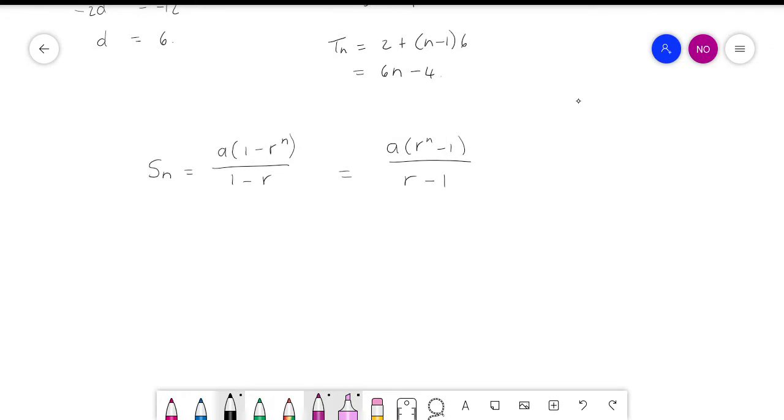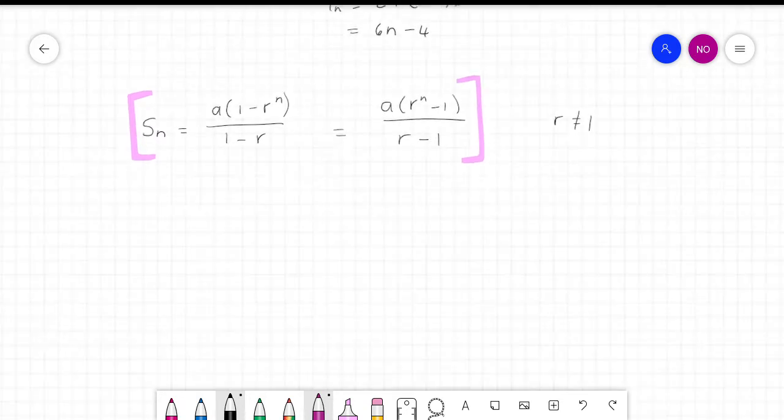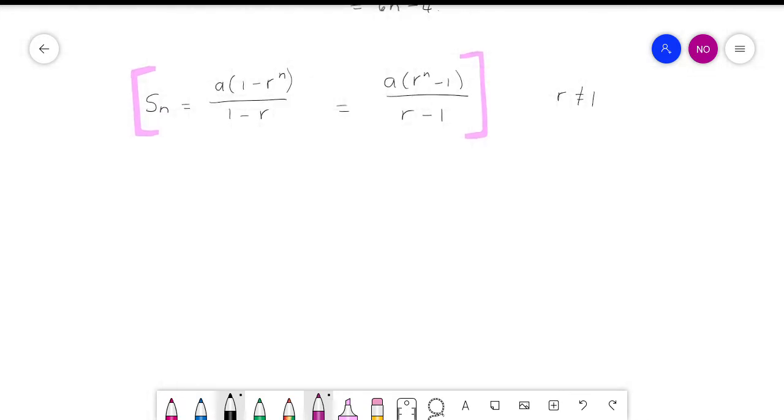So hierdie is die formule wat ons wil bewys. Sien julle hy het twee verskillende variasies. You don't need to be able to prove both of them, don't worry about it. But it is important that you know that R cannot be equal to 1. We'll talk about that when we study the formula in detail. Alright. So your first step is to expand.